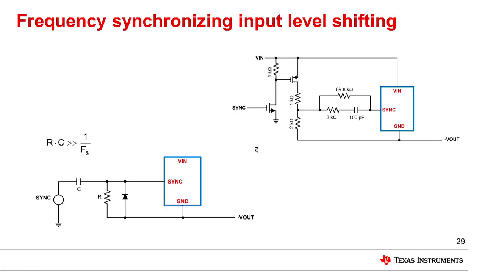Here we see two different methods to apply frequency synchronization from an external clock. In the lower left-hand corner, we see a very simple method, a simple RC with a diode clamp. And as long as you keep the RC product much greater than 1 over the switching frequency, this little system right here is a pretty simple and easy way to synchronize your buck boost. Up on the right-hand corner here, we see a little more sophisticated type of sync feature. This gives you a little higher performance for some of the very high frequencies, as long as you are careful with your selection of your components.